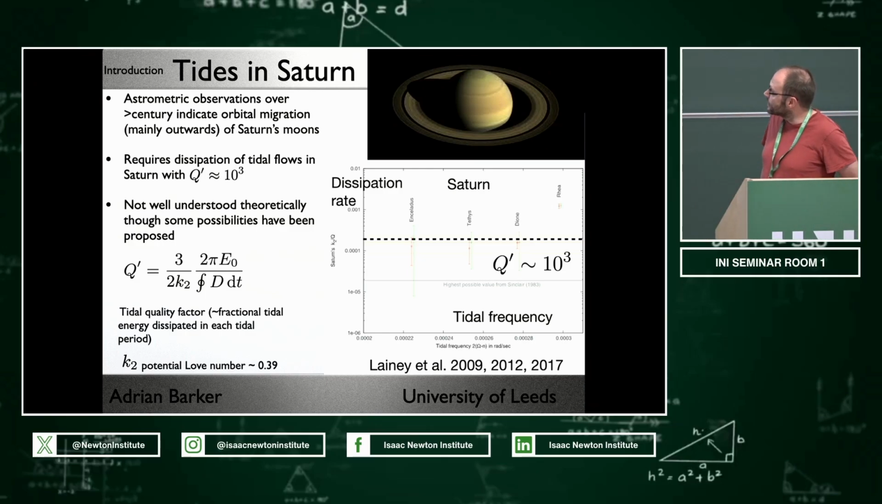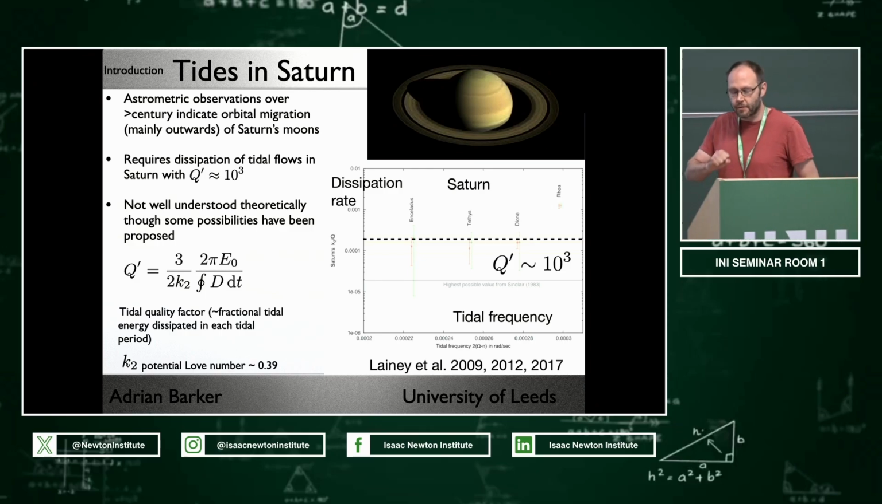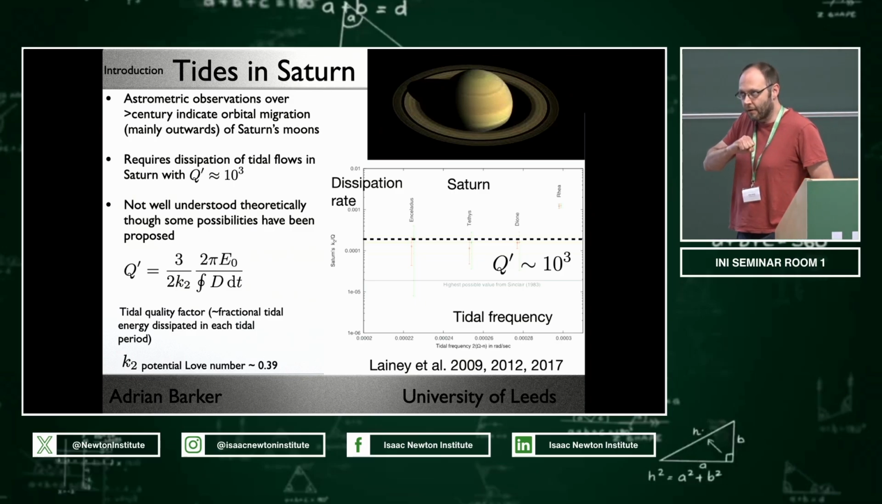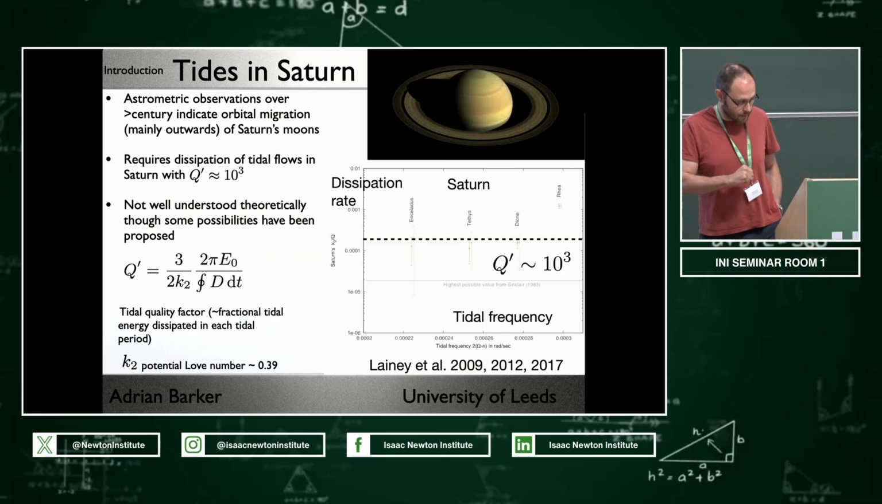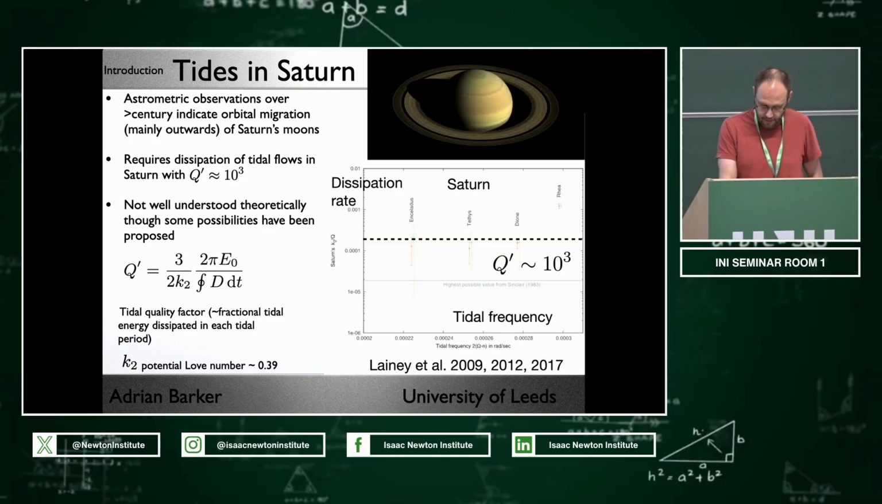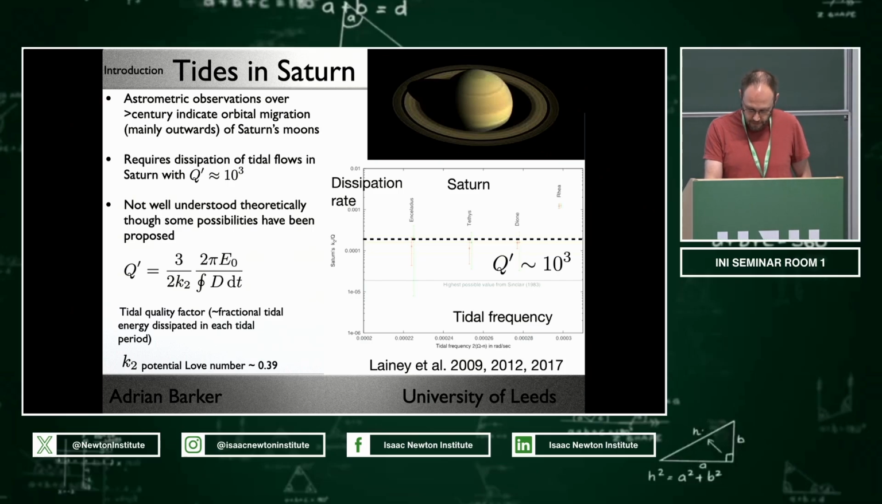So there are similar observations for Jupiter as well, but I'll primarily focus on Saturn because we have stronger observations of the constraints on the properties of stable layers in the interior of the planet, which can be important for this problem.